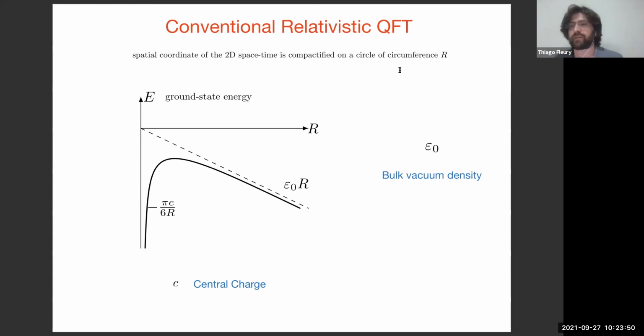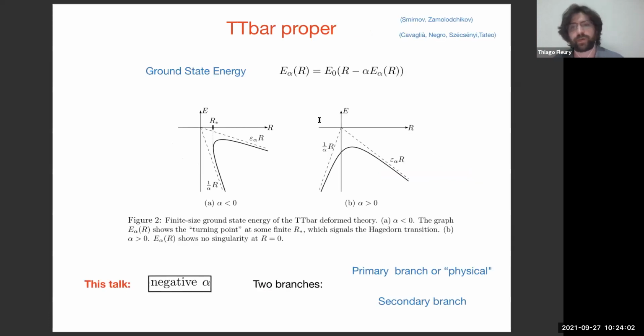Yeah, I'm just saying that you have an RG flow with two fixed points. So basically, this is what I mean by conventional here. When you put in this TTbar, you have a very different behavior of the energy. Using this formula, there are two cases, depending on the size of this parameter. In case A, there is some minimum value of R that you call R critical, and you see that you have two branches here.